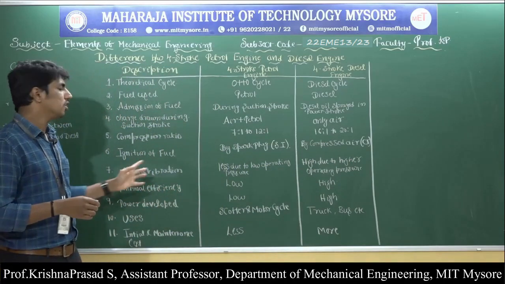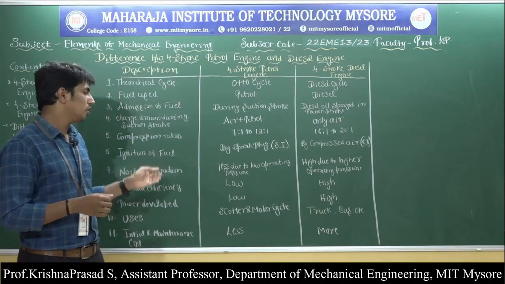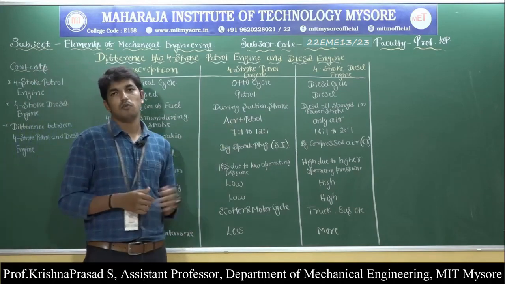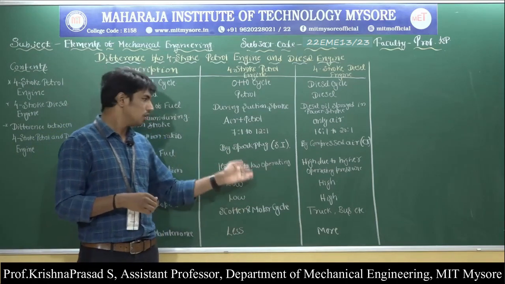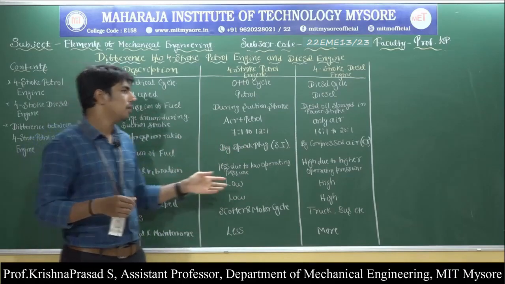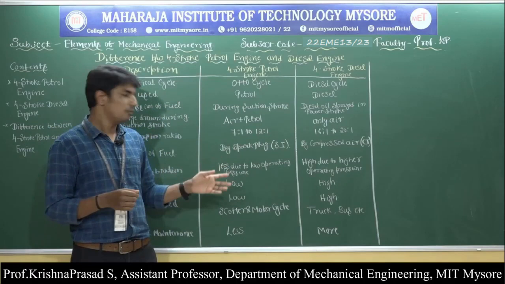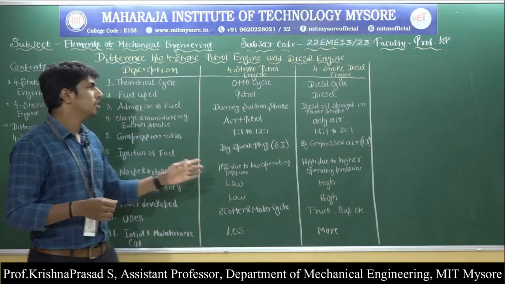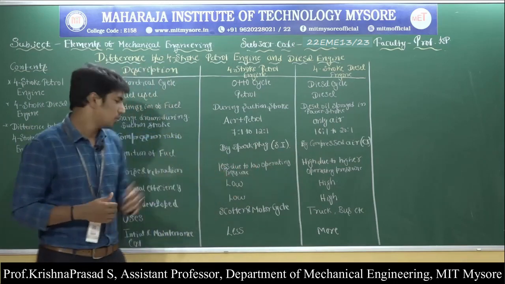Next, noise and vibration in case of the 4-stroke petrol engine. Noise and vibration are very much less in the 4-stroke petrol engine because of the lower operating pressure, because the compression ratio we can achieve is only 7:1 to 12:1. But what about the diesel engine? Here a higher operating pressure is obtained, therefore the noise and vibration in diesel engine vehicles are very much higher compared to the 4-stroke petrol engine.